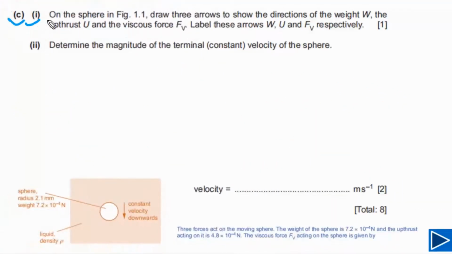For part C1 on the sphere in figure 1.1, we need to draw 3 arrows to show directions of the weight, upthrust, and the viscous force. Label these arrows W, U, and FV respectively. It means for weight we have to use symbol W, for upthrust we have to use U, and for viscous force we have to use FV. Now if you look at this sphere, the weight means the force of gravity is always acting downwards. It doesn't matter if the sphere is moving or not. So this is direction of W.